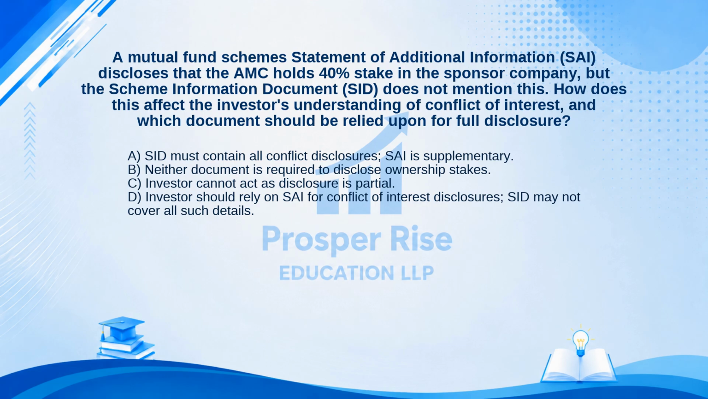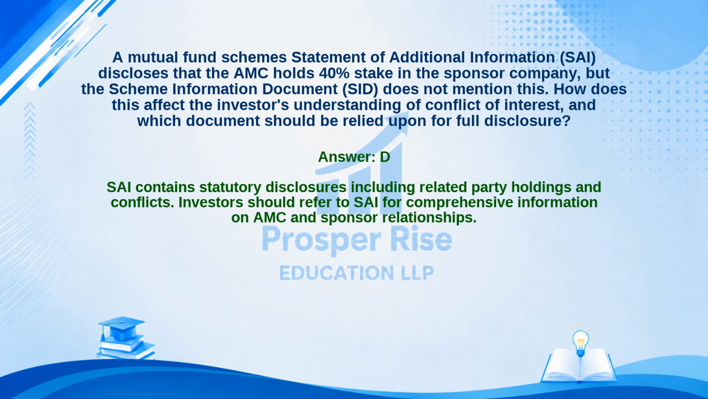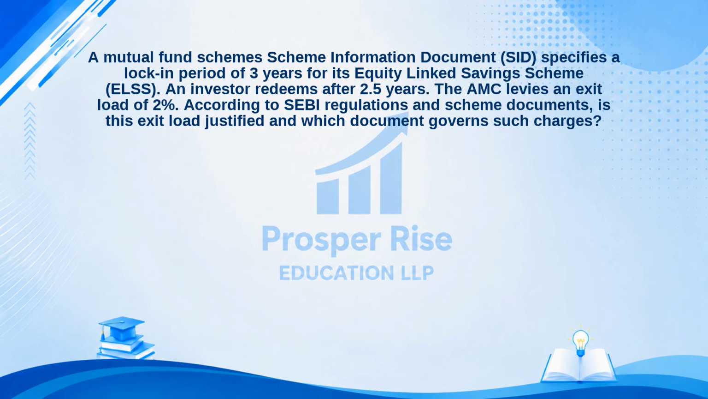The correct answer is Option D. Let's see why. SAI contains statutory disclosures including related party holdings and conflicts. Investors should refer to SAI for comprehensive information on AMC and sponsor relationships. Test your knowledge with this one.